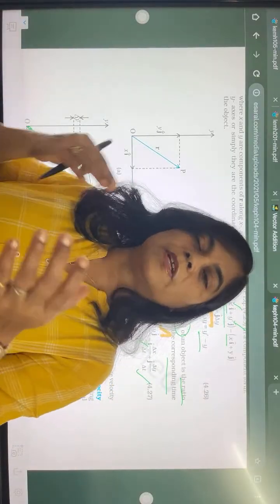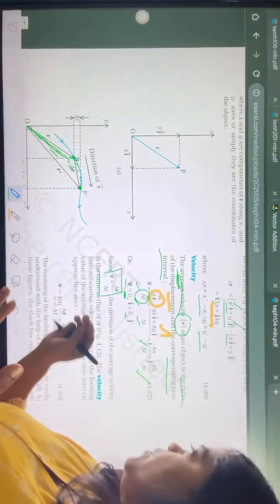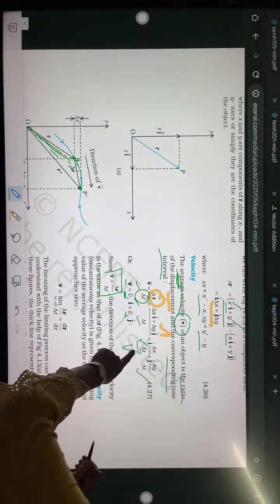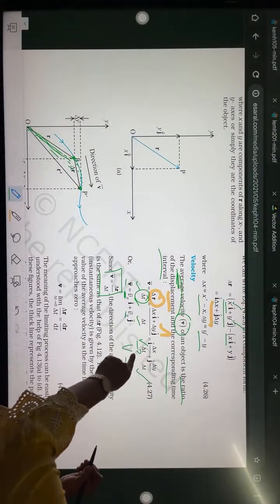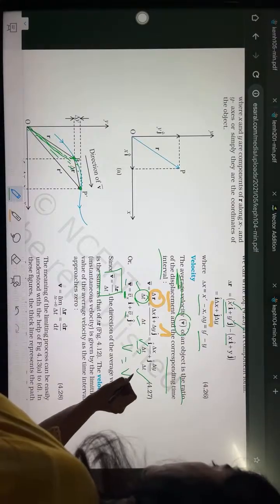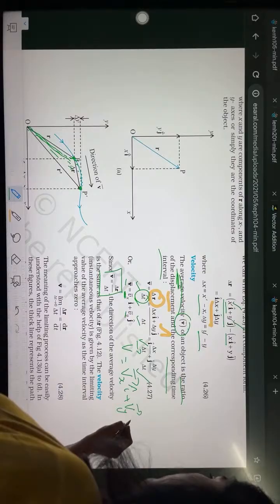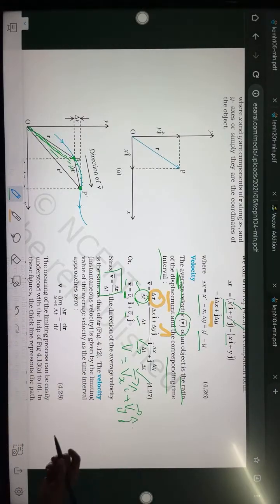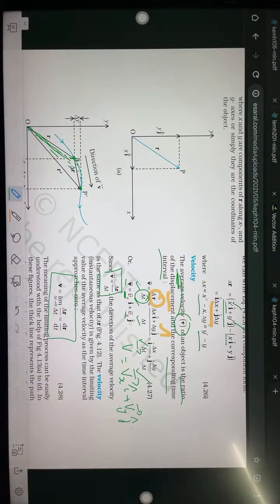But you can't write block letters to represent the vector in your exams. For that, you need to write it like this, V vector. You should denote the vector with an arrowhead on the top. So Vx arrowhead i cap plus Vy arrowhead j cap. Like this you need to represent it. Get it? I explained this yesterday for the 12th standard students. You are also with me, right?